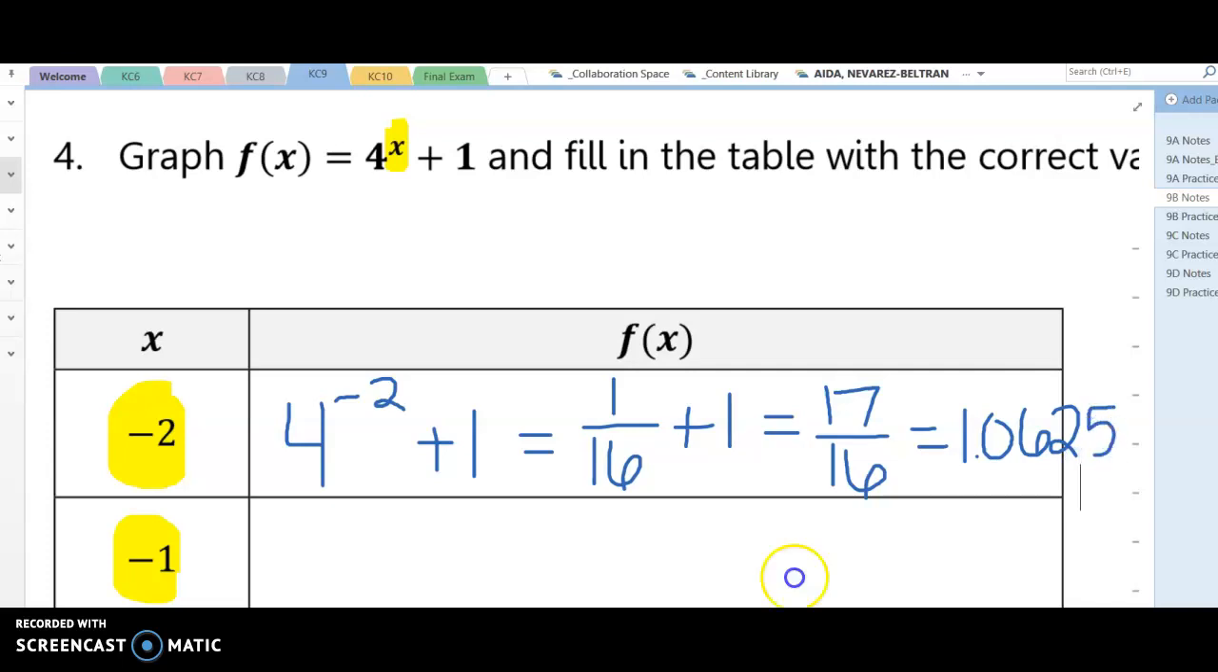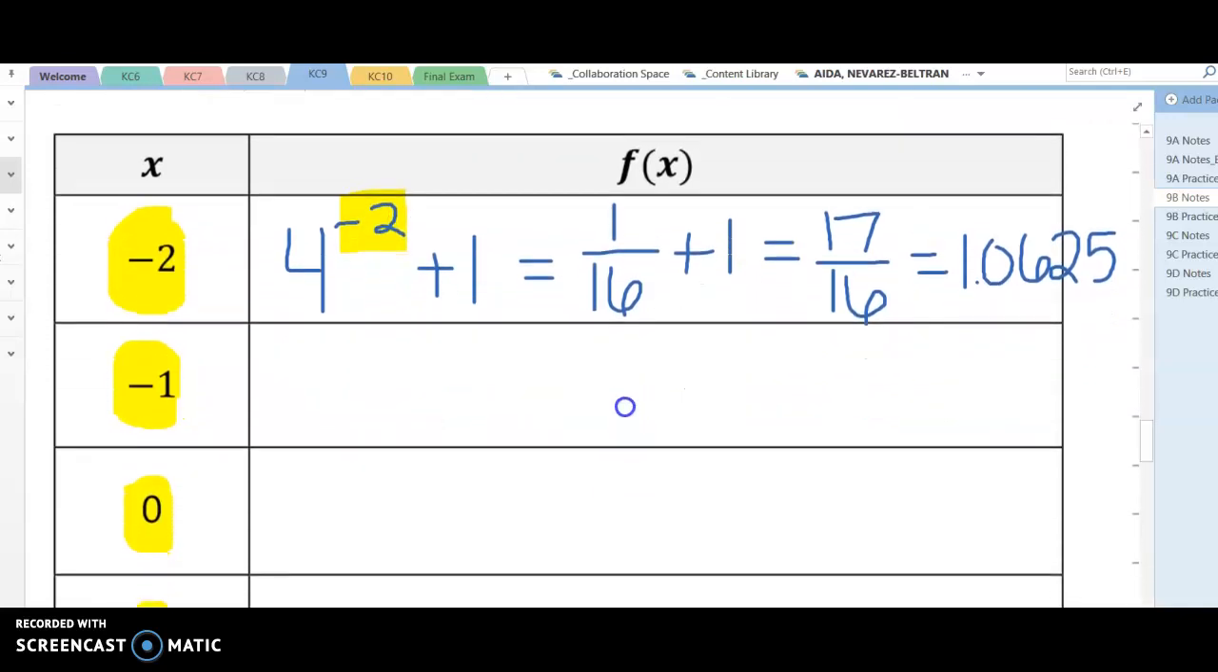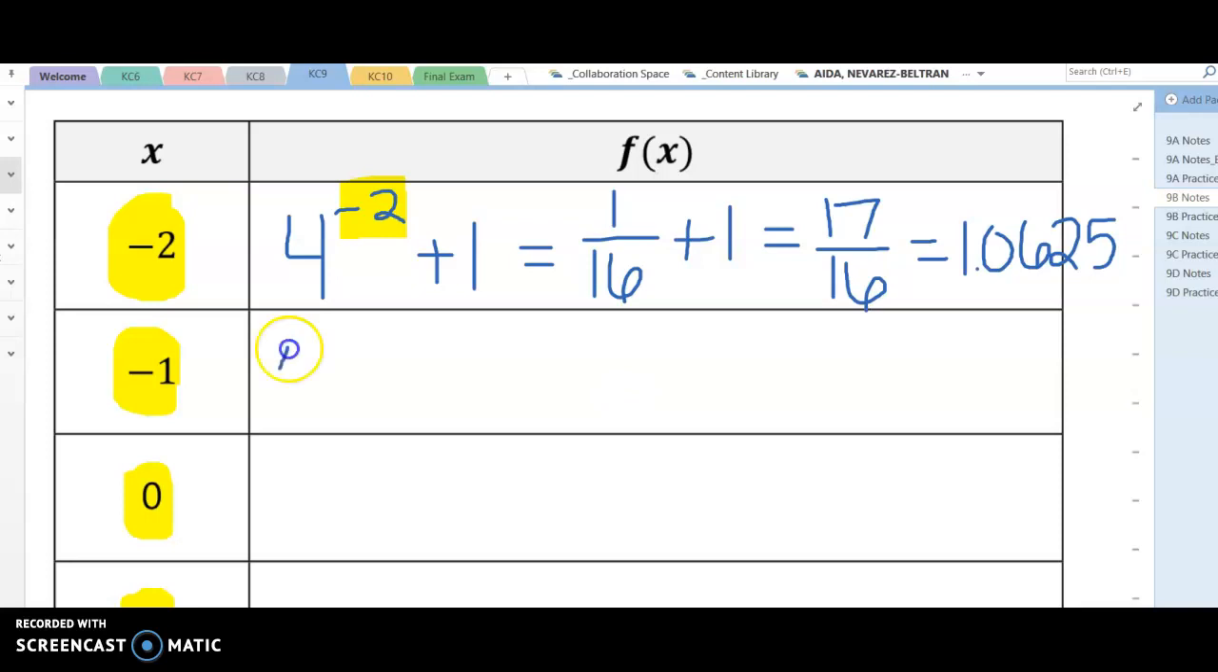1.0625. Because for the -2, all you're doing is changing that exponent. So let's do our next one. So now we're doing 4 to the -1 power plus 1. So all we're doing is changing that exponent.